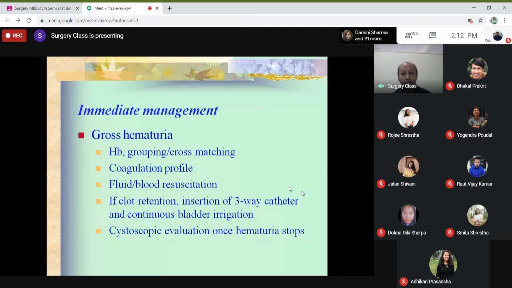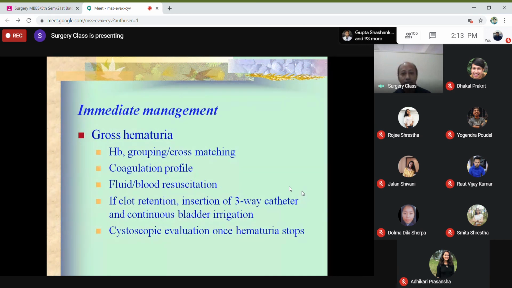Because in the presence of gross, continuous hematuria, even if you insert a cystoscope, you will not be able to identify the source of bleeding. So you admit these patients, resuscitate according to fluid and blood requirement, insert a three-way Foley's catheter, start continuous bladder irrigation, and in a day or two the irrigation becomes clearer and hematuria settles. Then do cystoscopic evaluation and see whether there is a tumor or vascular abnormality. These are shown by cystoscopic evaluation.